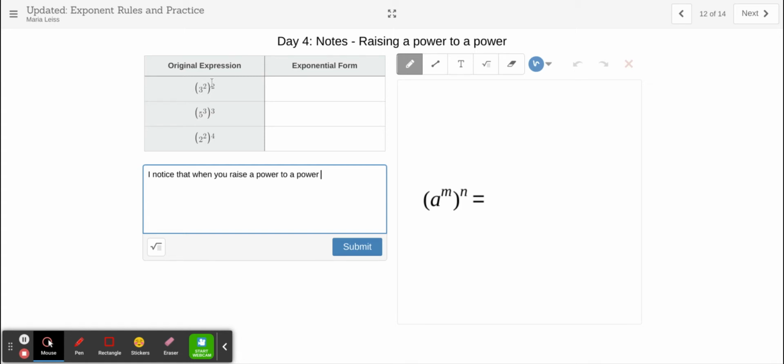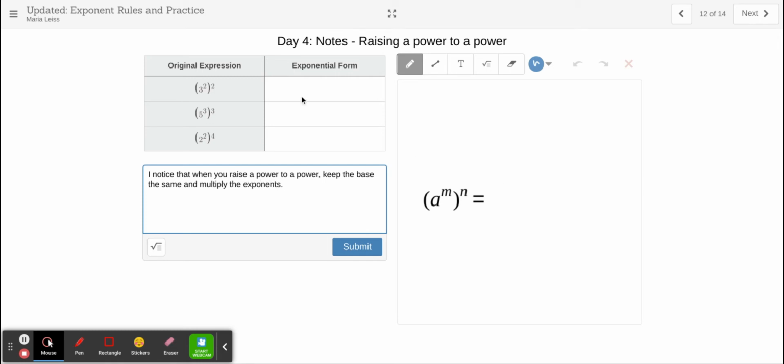When you raise a power to a power, for example, if you notice in parentheses, there's a base and an exponent. Outside the parentheses, there's another exponent without a base. What that exponent is doing is it's making the parentheses its base. So here's how this works. When you raise a power to a power, you keep the base the same, and you're going to multiply the exponents.